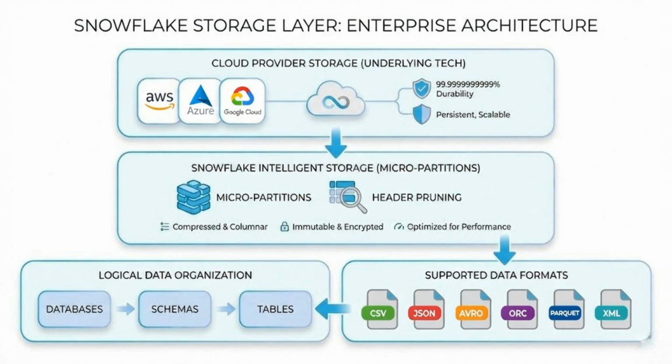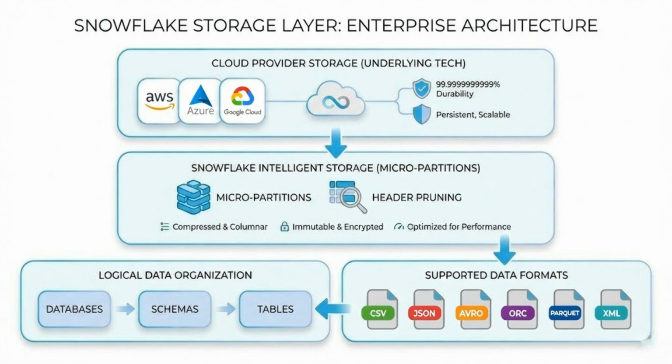On top of the cloud storage, Snowflake adds its own intelligent storage layer. Here, data is automatically organized into small units called micropartitions. These micropartitions store data in compressed columnar format, which helps reduce storage cost and improve query performance. Each micropartition is immutable and encrypted, and Snowflake maintains metadata about the data stored inside them. Using this metadata, Snowflake applies partition pruning, meaning it reads only the required partitions during query execution and skips the rest. This makes queries faster without requiring indexes.